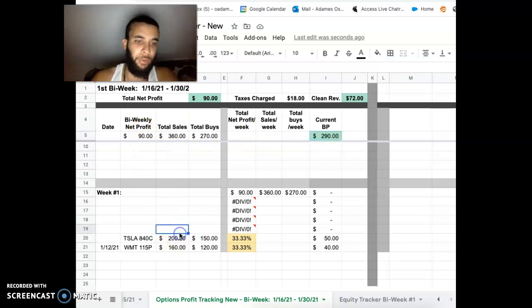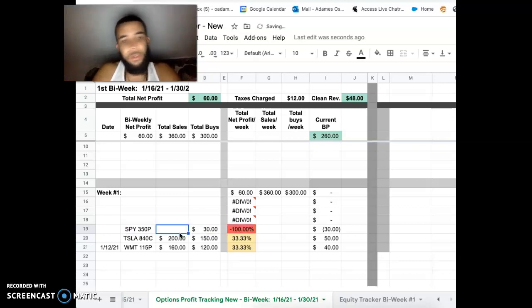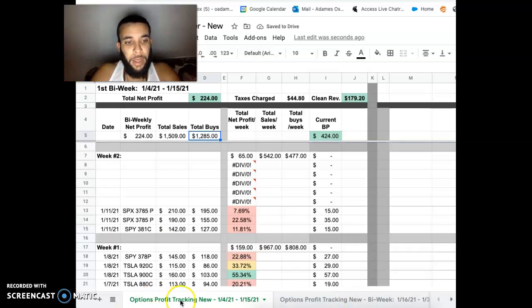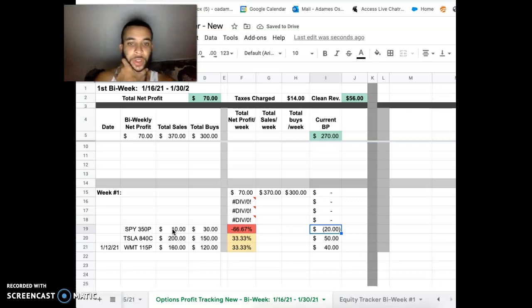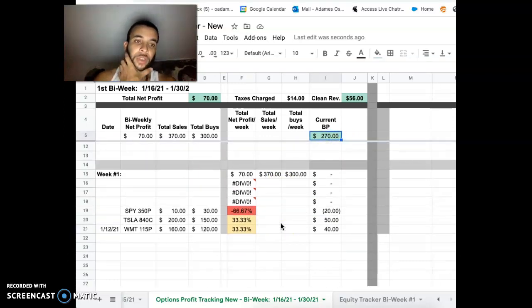Let's say I have a loss, right? I bought, let's say, SPY. I made a wrong play on SPY. I got a 350 put, but it actually rose up. So I bought that for $30 because it's pretty far, and then I sold it for $10 because it didn't go my way. I lost $20 right here. Notice how my buying power dropped to 270. So I just used this to calculate it.